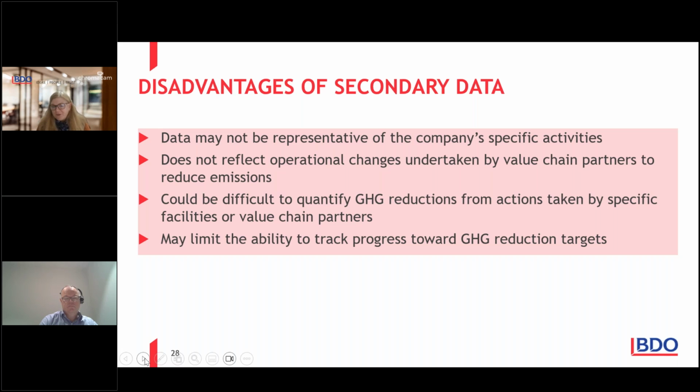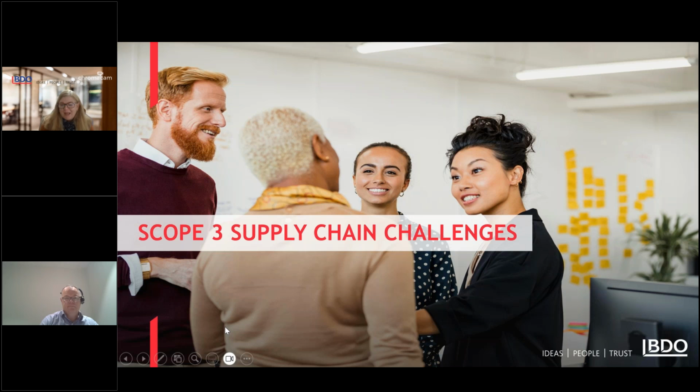So it could be difficult to quantify the reductions in emissions, and it therefore may limit your ability to track progress on whether you're reaching your targets. So definitely we would prefer primary data. The next thing I want to look at in the last section before I hand over to Dylan is scope 3 supply chain challenges. So we always talk about supply chain is so difficult. Why? What are the challenges?